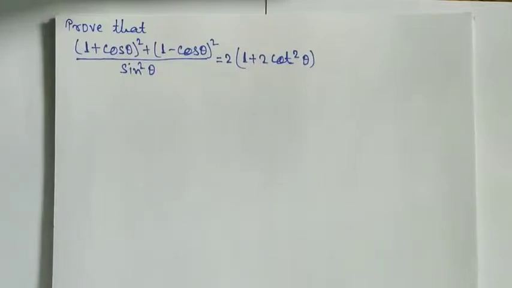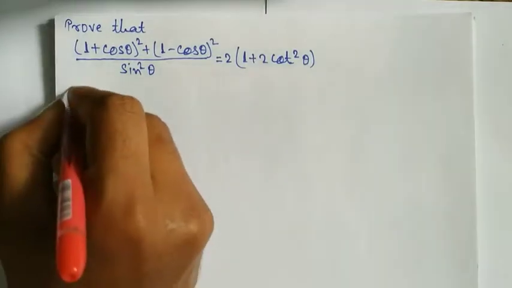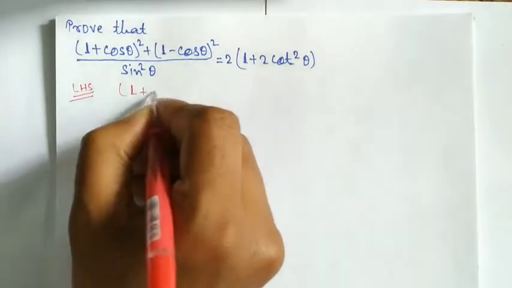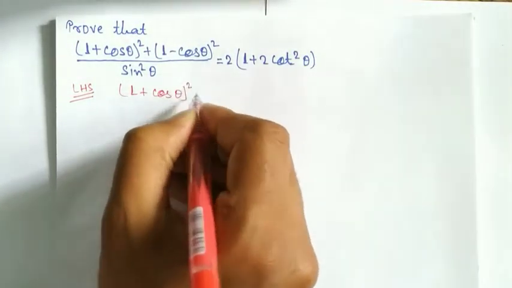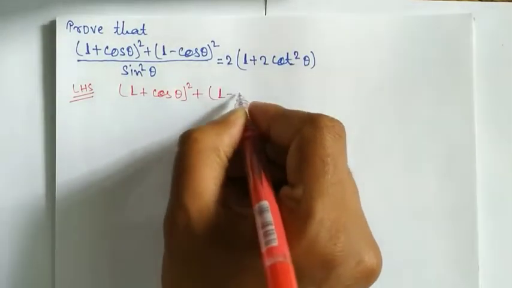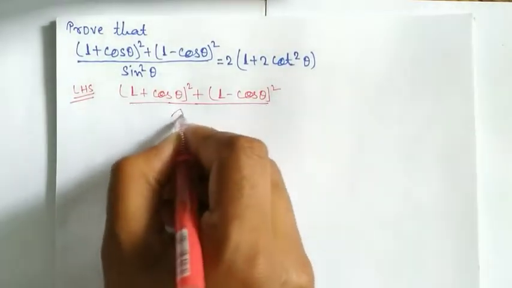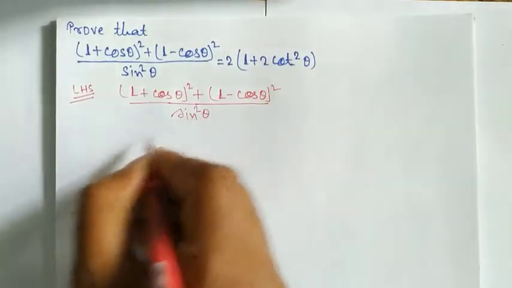Hello everyone, once again I am here with one of the trigonometry questions. Prove that (1 plus cos theta) whole square plus (1 minus cos theta) whole square by sin square theta is equal to 2 bracket 1 plus 2 cot square theta. We have to prove. Take LHS here. LHS: (1 plus cos theta) whole square plus (1 minus cos theta) whole square by sin square theta.